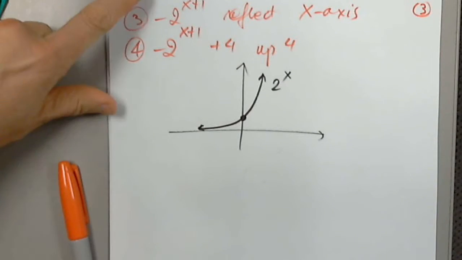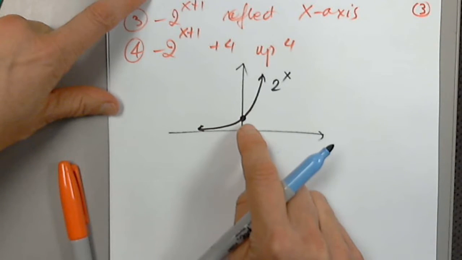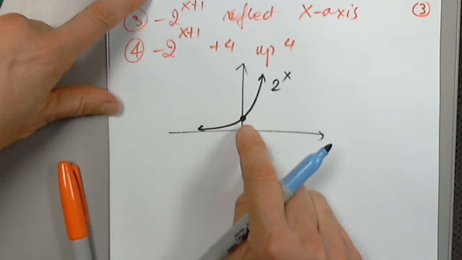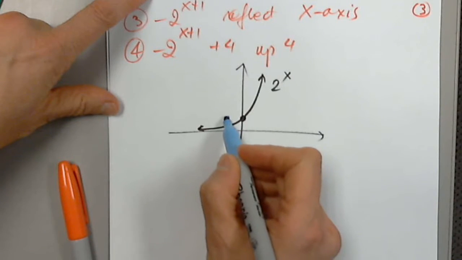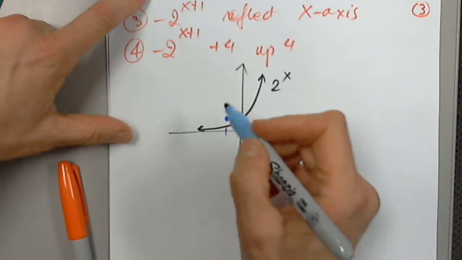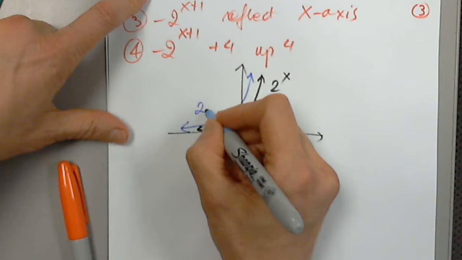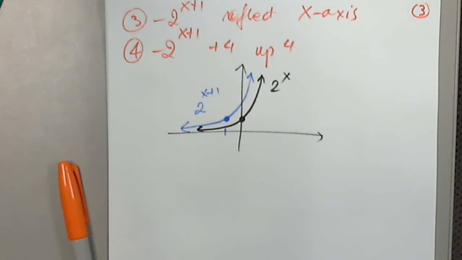Good. Then you told me left 1. So here's my marker. Where will I move this point? Left 1. -1. Exactly, right here. From 0, 1 to -1, 1. So here's the next graph. This one in blue is 2 raised to x plus 1.